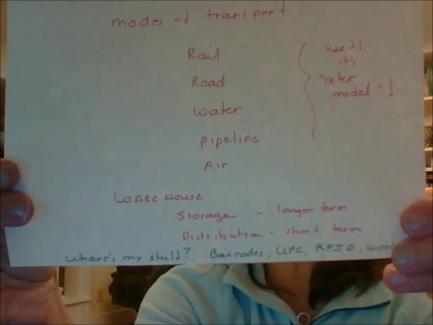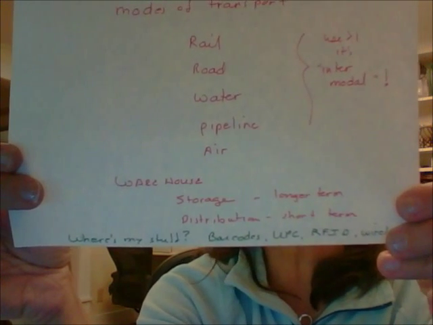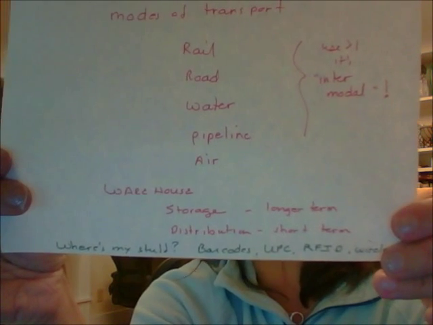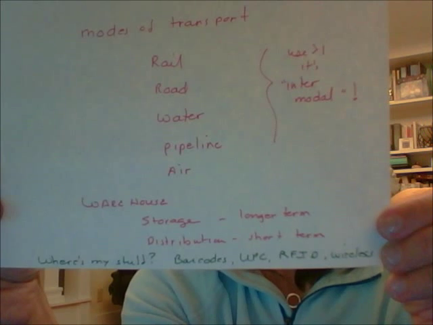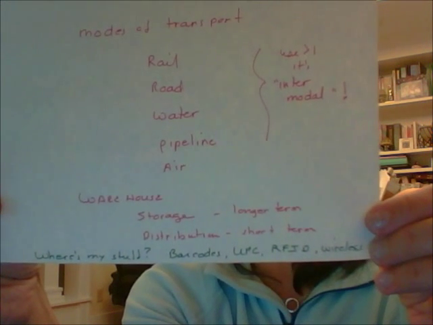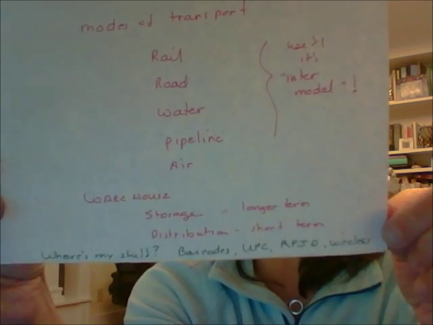Woohoo. Finally, warehouses. We can use them for storage, that's longer term, or we can use them for distribution, which means products come in on one truck and get shuffled around and then go back out on another truck, and that's more short term. And then finally, question about where's my stuff? Well, they can track it using barcodes, UPC, RFIDs, and wireless. And that's it for the chapter. See you tomorrow.